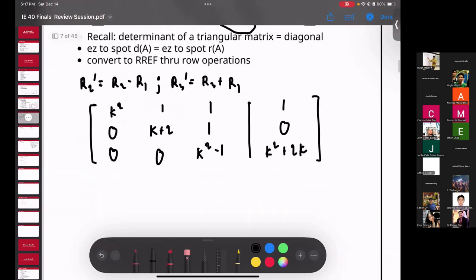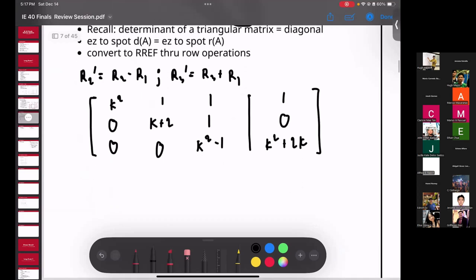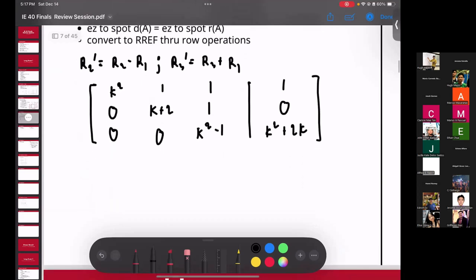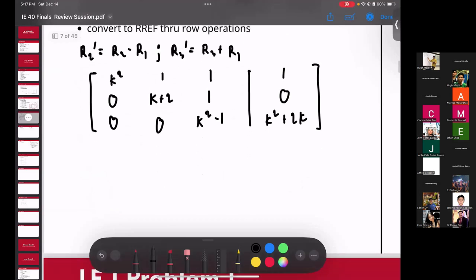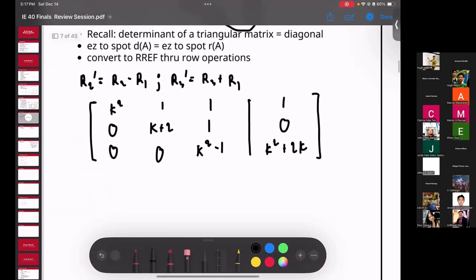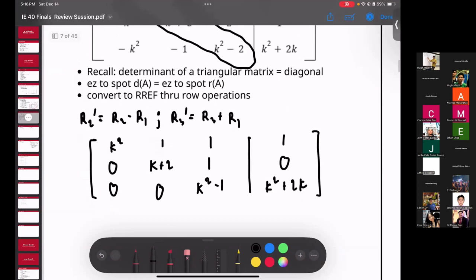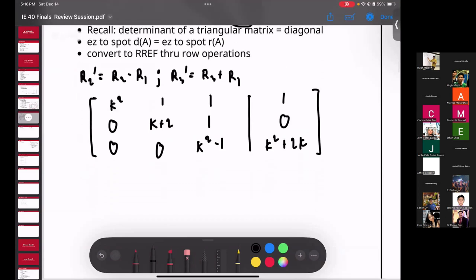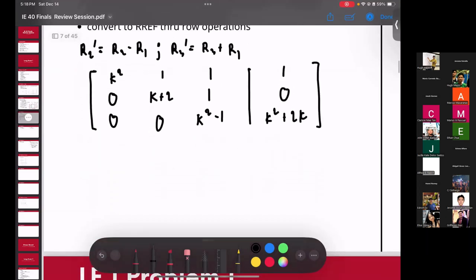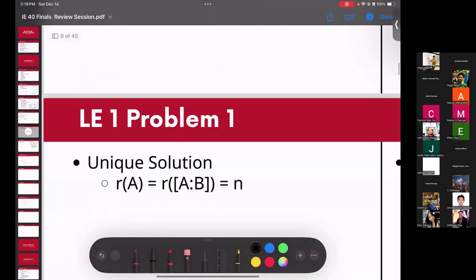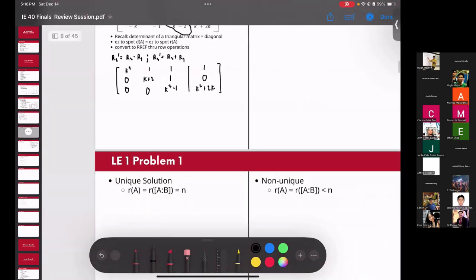So as you can see, this is now in reduced row echelon form. So now we can basically go from here, figure out the values to get a unique solution, non-unique solution, no solution. So let's first start by finding the values of k such that we'll have unique solutions. So again, let's bring back the conditions for a unique solution.